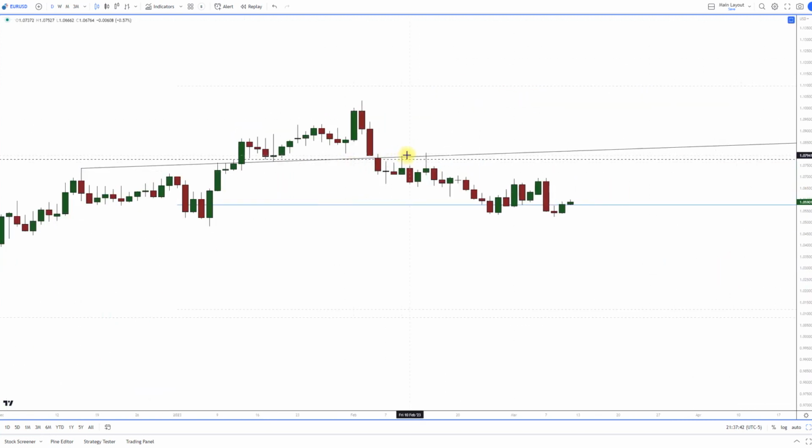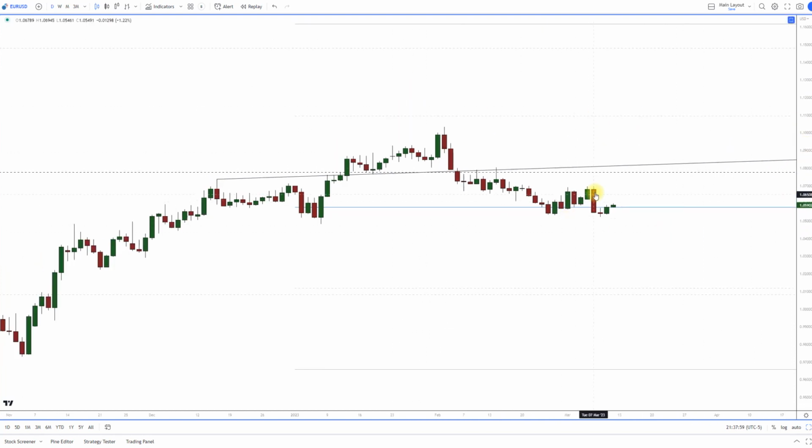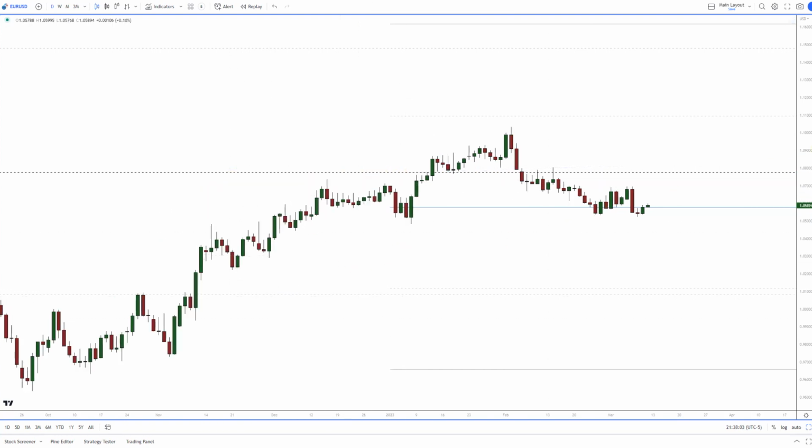You can see this nice wick, nice rejection, and then another rejection in the same area. And then if we push higher, maybe we can look for shorts here, or if it starts trading above that, then we can start looking for maybe up in this zone for a potential nice run. But we'll have to see what happens with NFP.